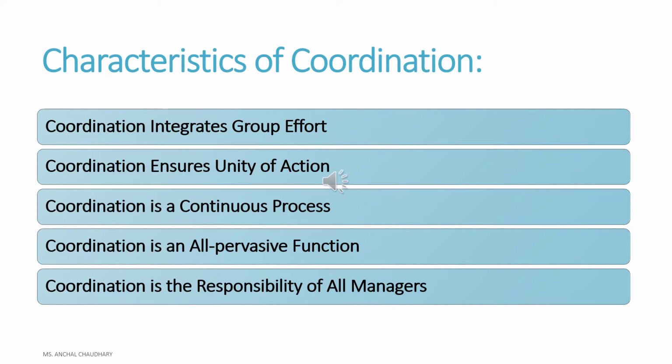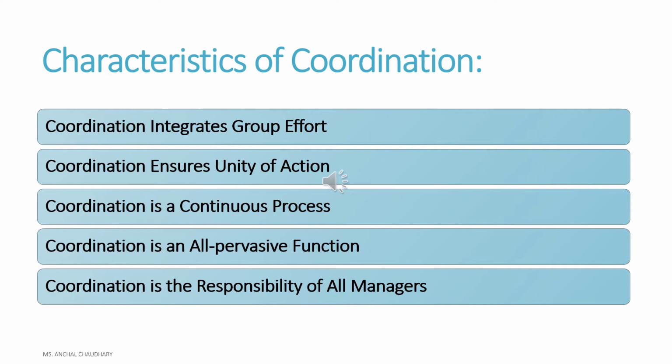Next, coordination ensures unity of action. It means during the coordinating process, an effort is made to create unity among the various activities of an organization so that there will be no delay in completion of the task. Next, coordination is a continuous process. Basically, it is required on a continuing basis. Otherwise, there is no use of coordinating one task only. It is not the case that you have completed a task once and now you will not require it again.